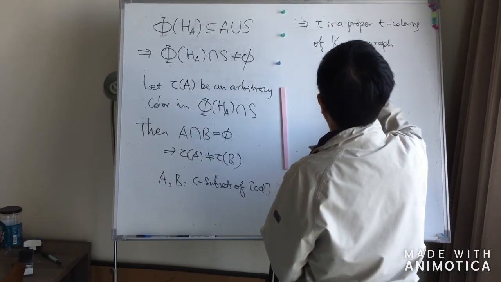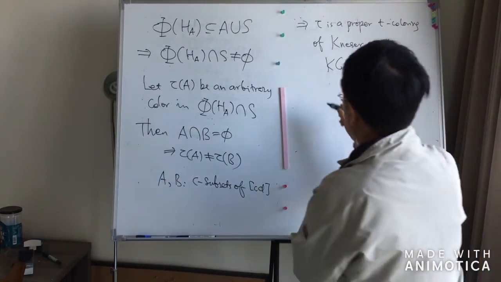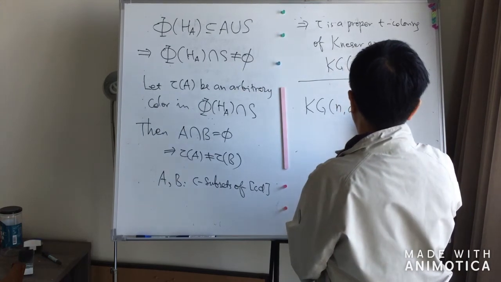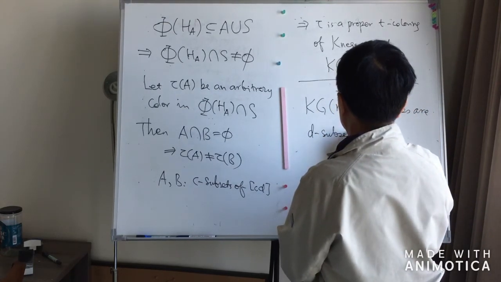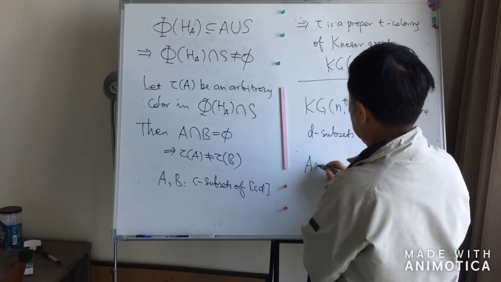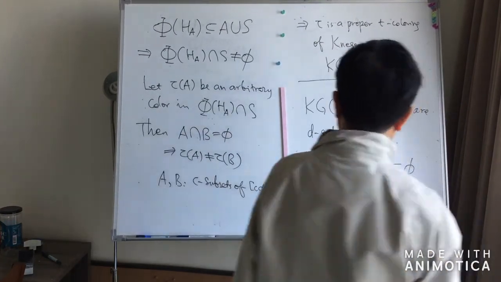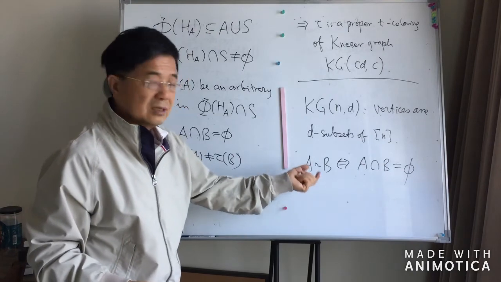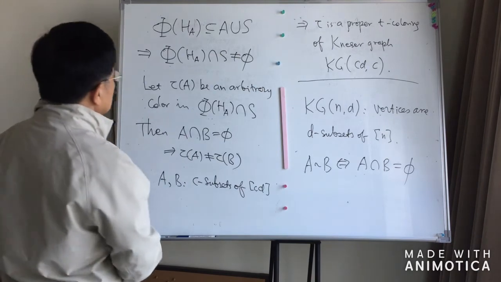The Kneser graph KG CD,C. What is a Kneser graph? That's a well-known family of classical graphs, so let's define it. The Kneser graph has two parameters, n and d. The vertices are the d-subsets of this n-set, and A, B are adjacent if and only if A and B are disjoint. So if you take any two d-subsets, elements of the vertex set of this graph, and they're disjoint, then they are adjacent in this Kneser graph.